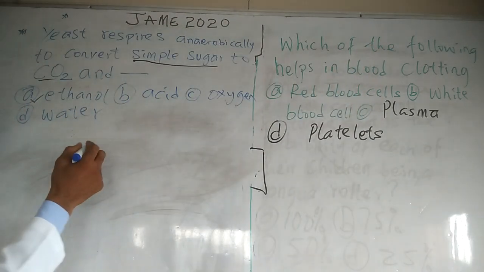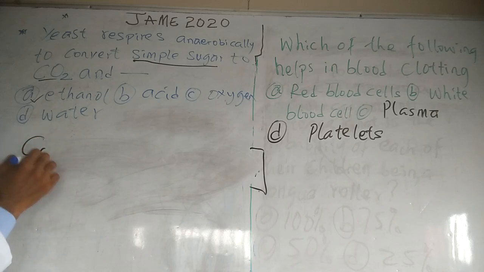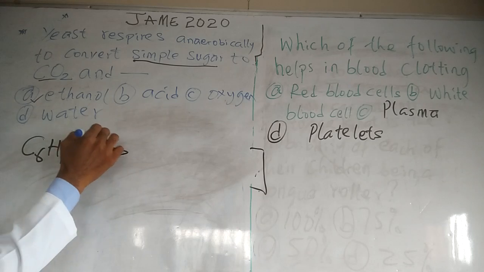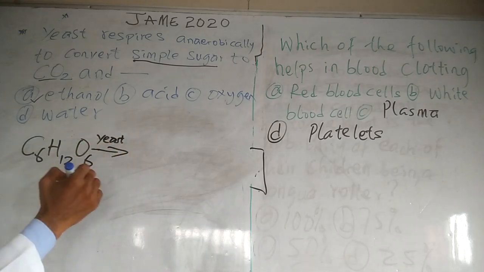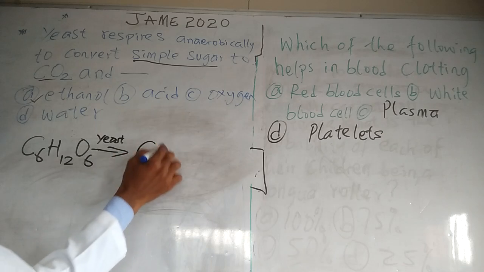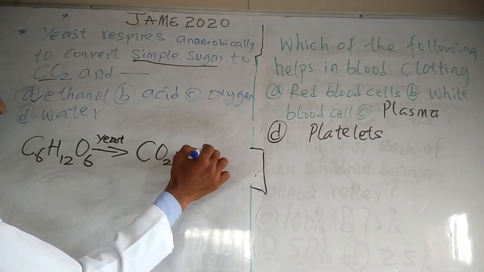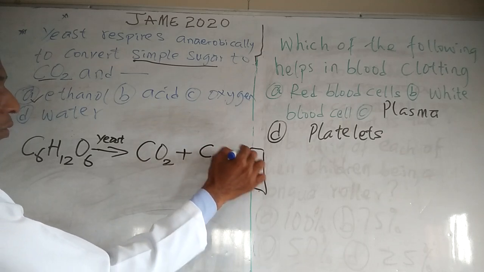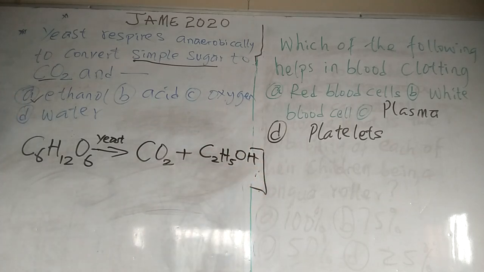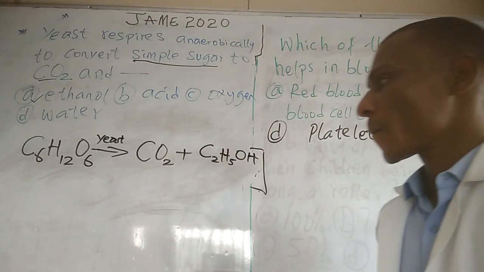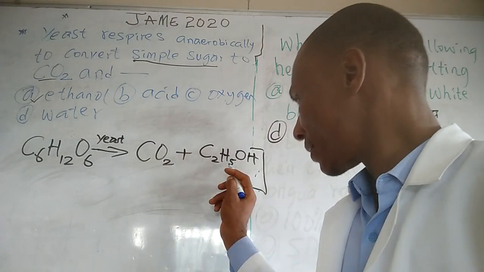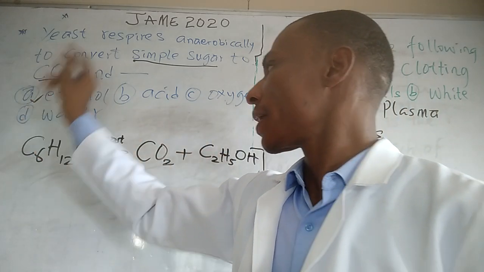Now you see sugar, simple sugar, glucose, C6H12O6, without the presence of oxygen. The yeast enzyme, we put it there, produces carbon dioxide and what? The ethanol, alcohol, C2H5OH, respectively. Now you also see with me, I also use this opportunity to pick out the correct answer. The correct answer is ethanol, which is here, option A.